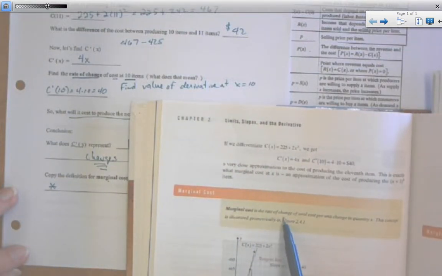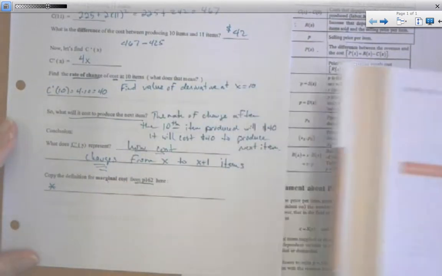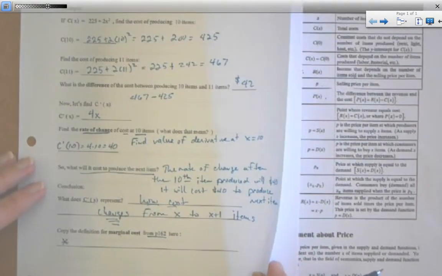Marginal cost is the rate of change of total cost per unit change in quantity X. All right, so on to the next page.